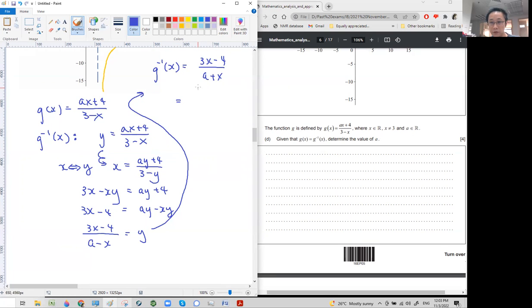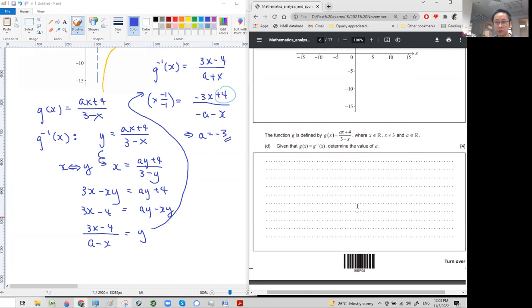And this still looks a little bit off, but what you can do is multiply by -1 over -1. And you get -3x plus 4. That's how you get the plus, which is also in the original form. And I've got minus a minus x, and that's also how I get the negative x in the target denominator. And now I think we can conclude that a needs to equal -3. So that's the answer for part 2D.